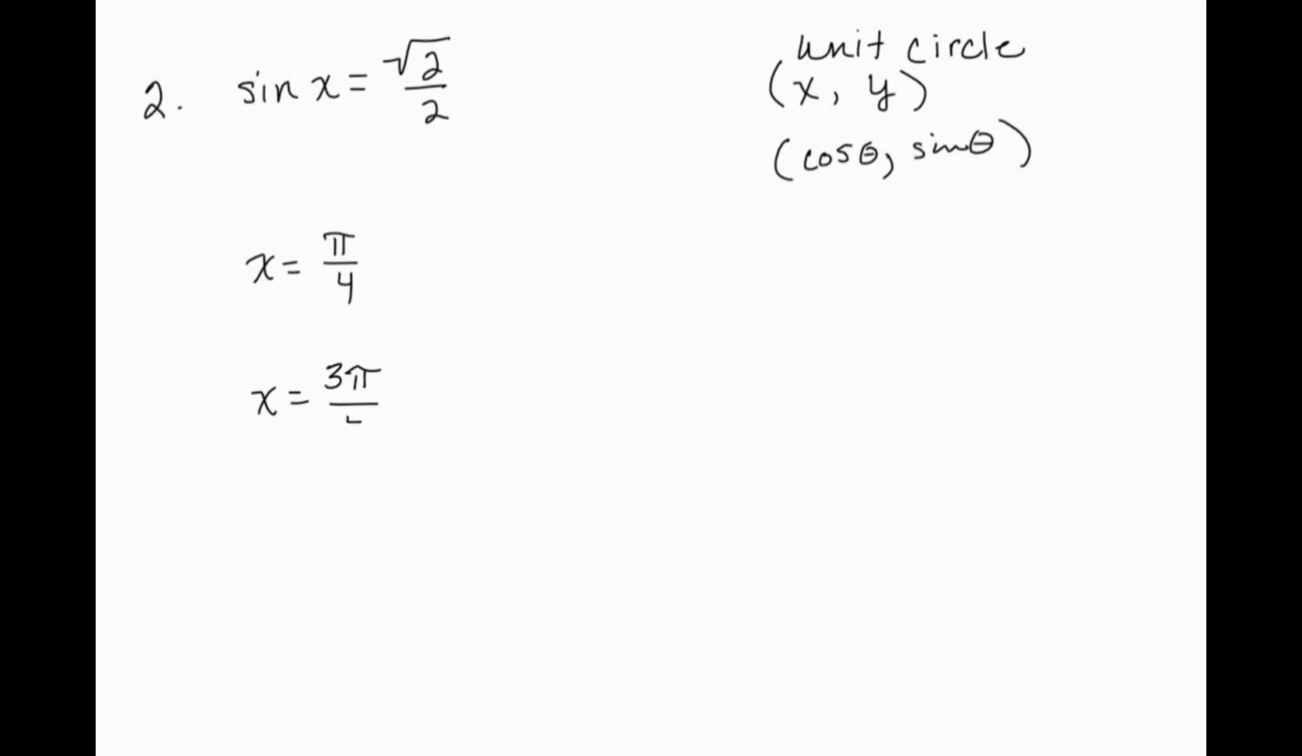And remember that I need to add to that any other number that's going to work for that particular angle. So the period of the sine function is 2 pi, so 2 pi times an integer there will give me all solutions to my equation.